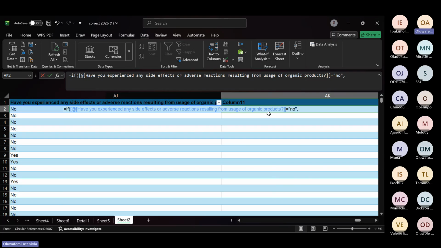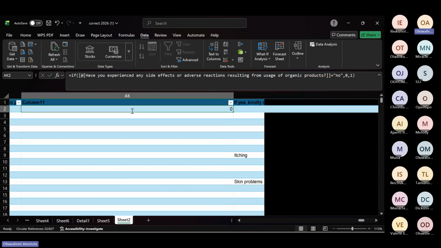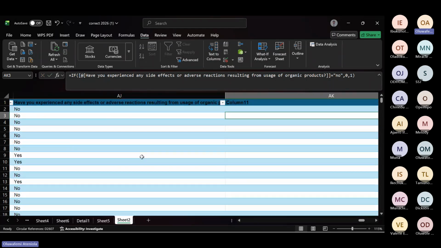then I pass a comma and say 0. Meaning if whatever is inside this column, have you experienced any side effects from using organic products, if the answer is equal to no, put 0. Then you pass a comma to say 1 if the value is false. I'm just going to show you how it works, and then I'll try a new one. Can you see that everything has been encoded now?